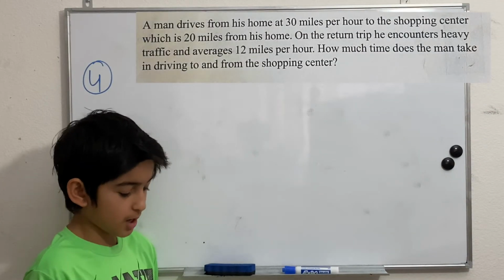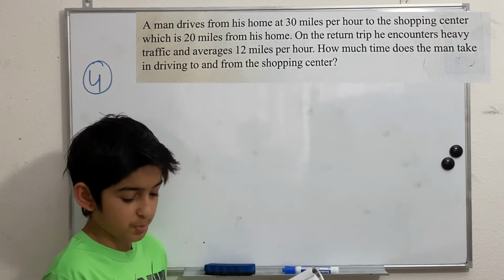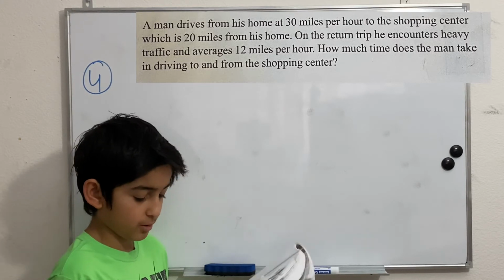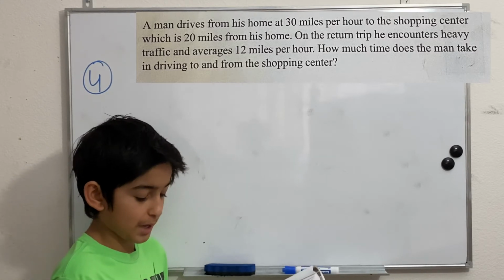The fourth problem says, a man drives from his home at 30 miles per hour to the shopping center, which is 20 miles from his home. On the return trip, he encounters heavy traffic and averages 12 miles per hour.